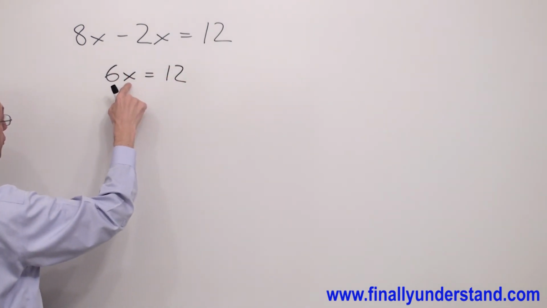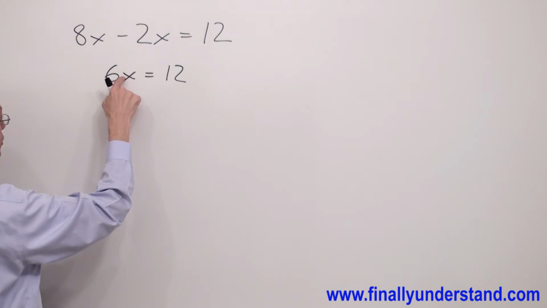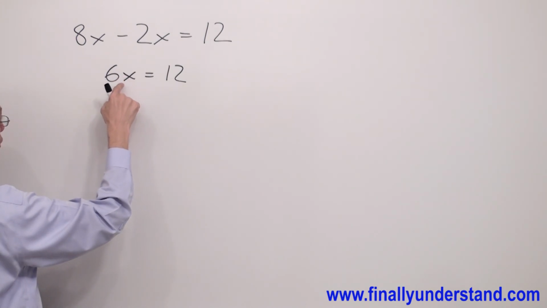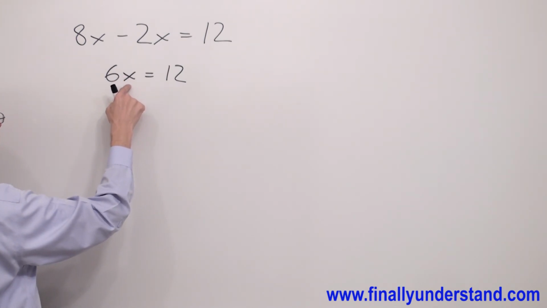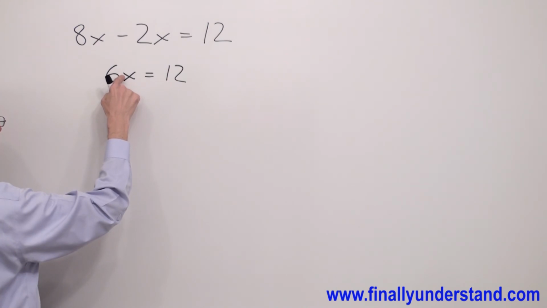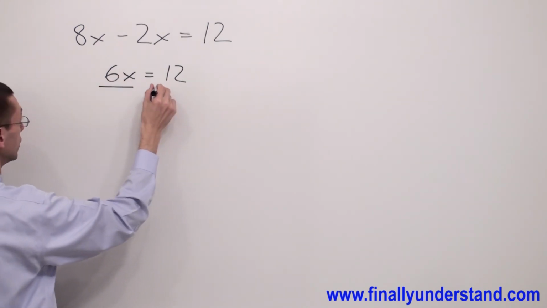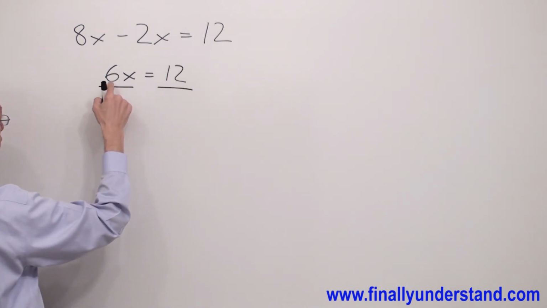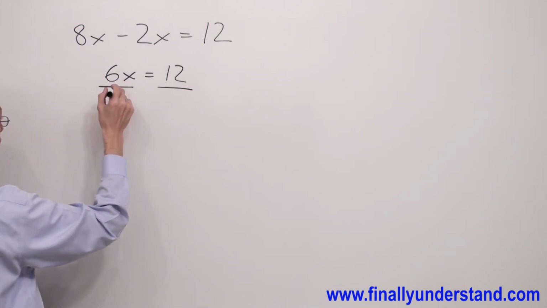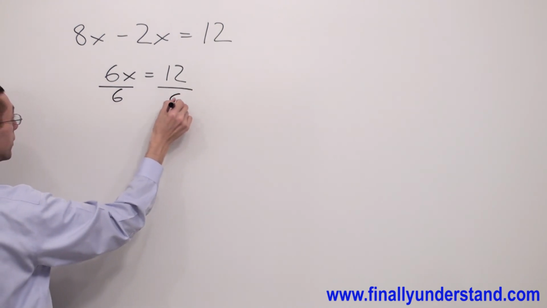In order to find x, I have to divide both sides of the equation by whatever is multiplied to x. Remember, I'm supposed to use division only if I want to eliminate the multiplication. Over here I have multiplication. That's why I have to divide both sides of the equation by whatever is multiplied to my variable. In this case, I have to divide by 6.